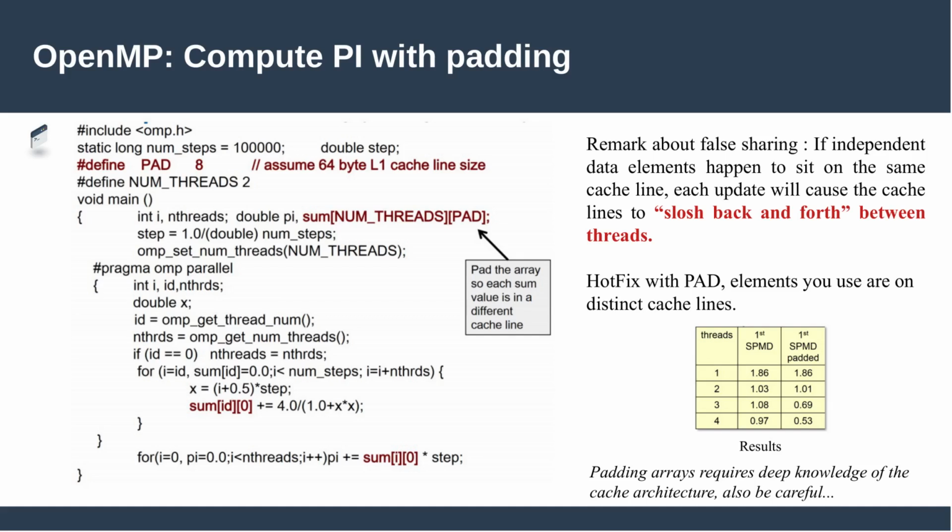False sharing occurs when independent data elements share a cache line, causing inefficient cache usage. To mitigate this, use padding to ensure elements reside on distinct cache lines. However, padding requires a deep understanding of cache architecture. Exercise caution to optimize performance effectively.